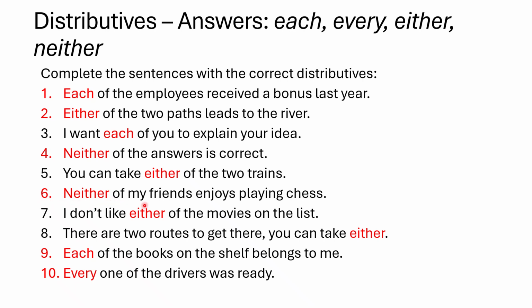6. Neither of my friends enjoys playing chess. You should have written neither. 7. I don't like either of the movies on the list. You should have written either. 8. There are two routes to get there. You can take either. You should have written either. 9. Each of the books on the shelf belongs to me. You should have written each. 10. Every one of the drivers was ready. You should have written every.